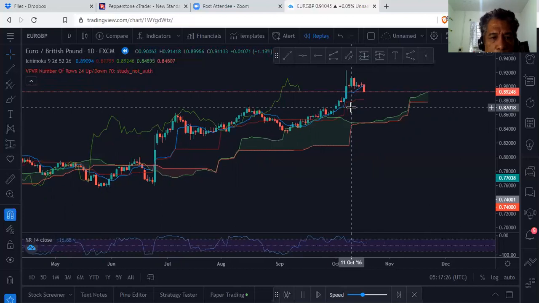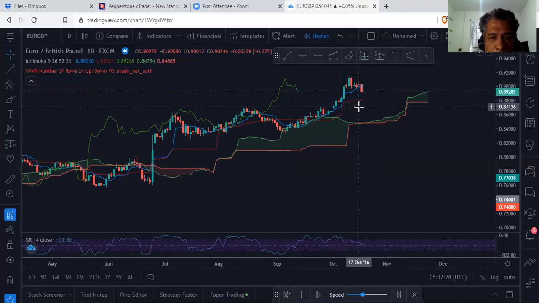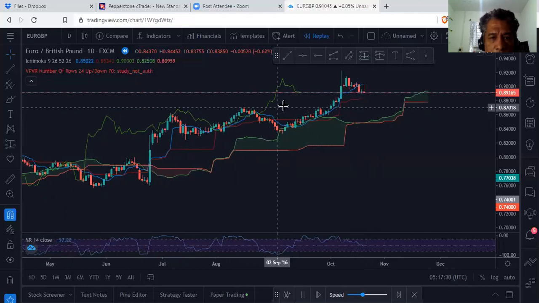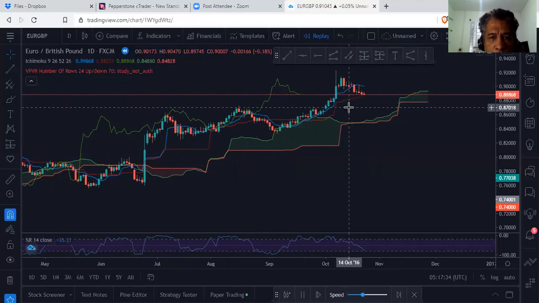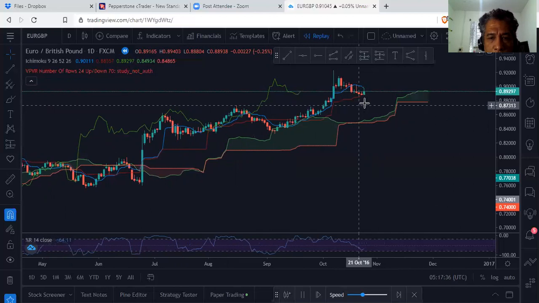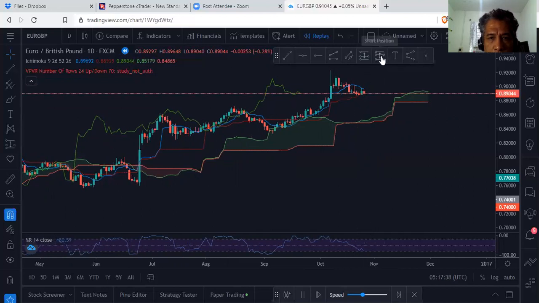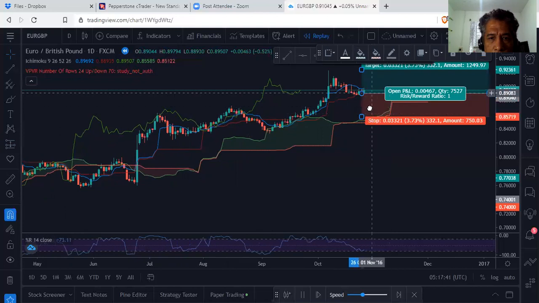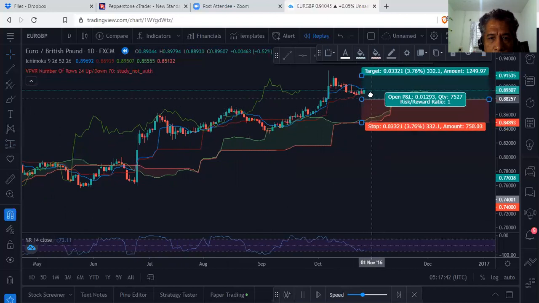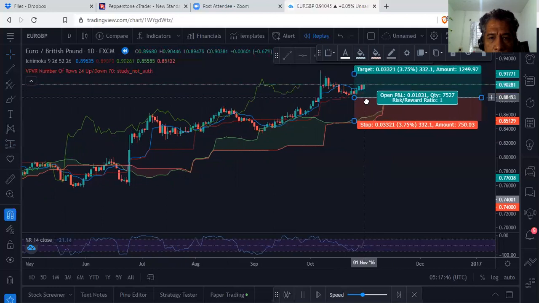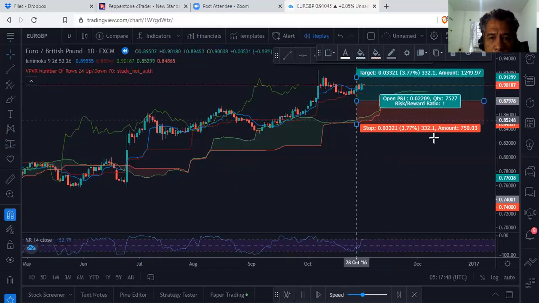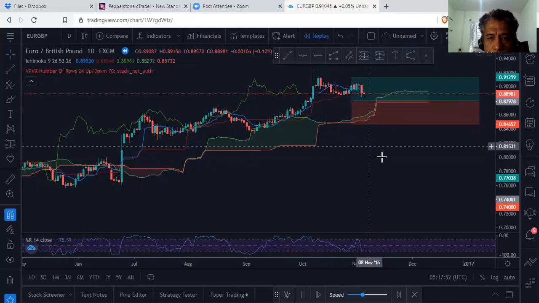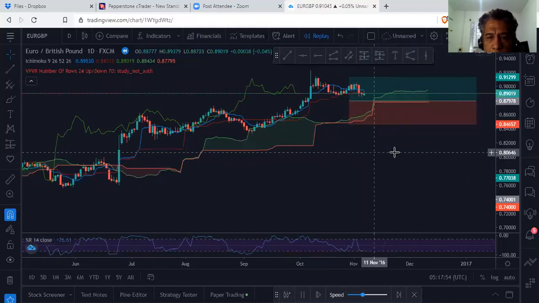I have to wait for the price to test this area because Chikou is above the price. It's losing its momentum, so therefore I have to buy here in this location. All right, I'll just have a buy limit entry.